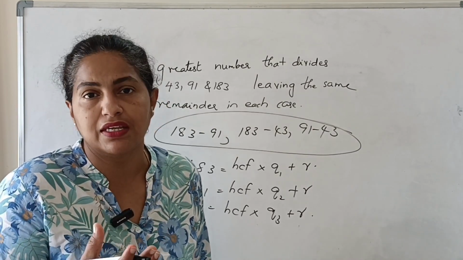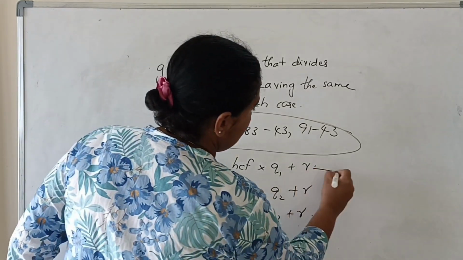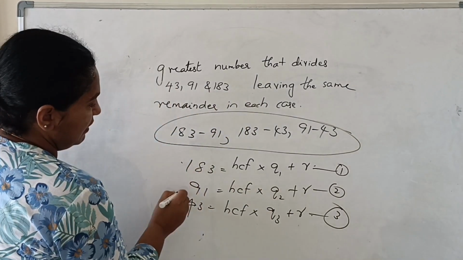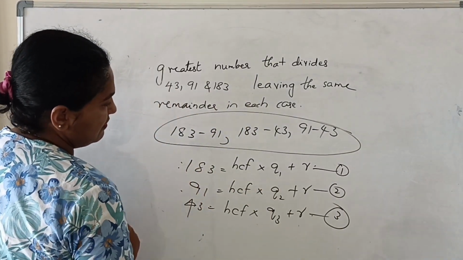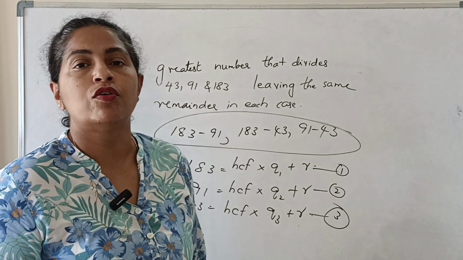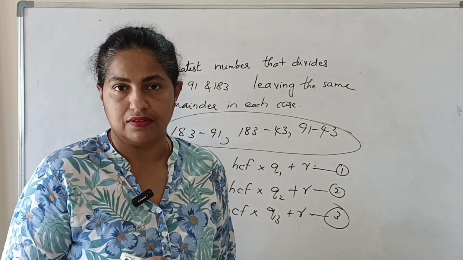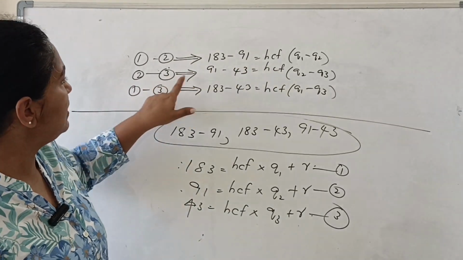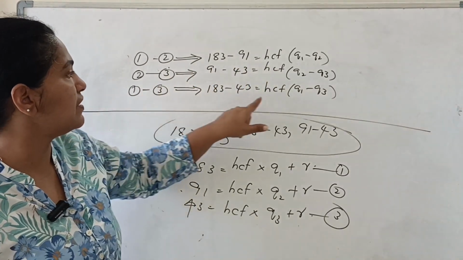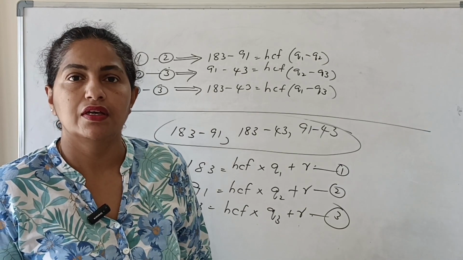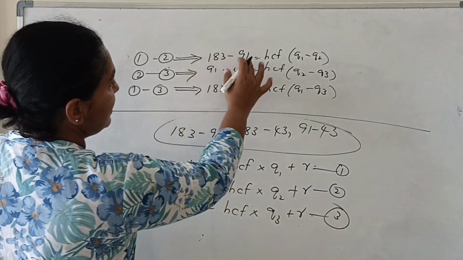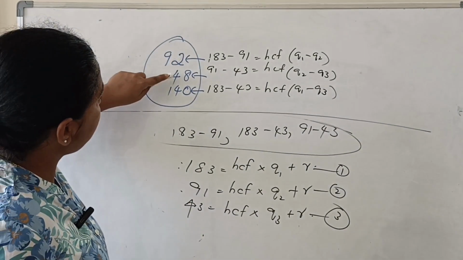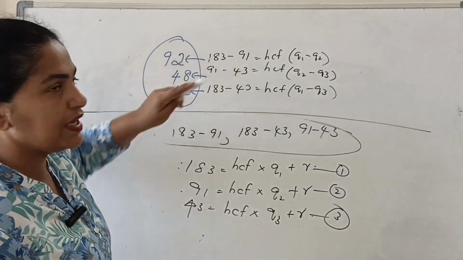So, let us see what we get when I subtract the equations. I am going to subtract 1 minus 2, 1 minus 3 and 2 minus 3 in order to get 3 equations. So, what are we getting over here? 1 minus 2 is giving me this, 2 minus 3 gives me this and 1 minus 3 gives me this. So, 183 minus 91 should give me 92, 48 and 140 for each of these values.